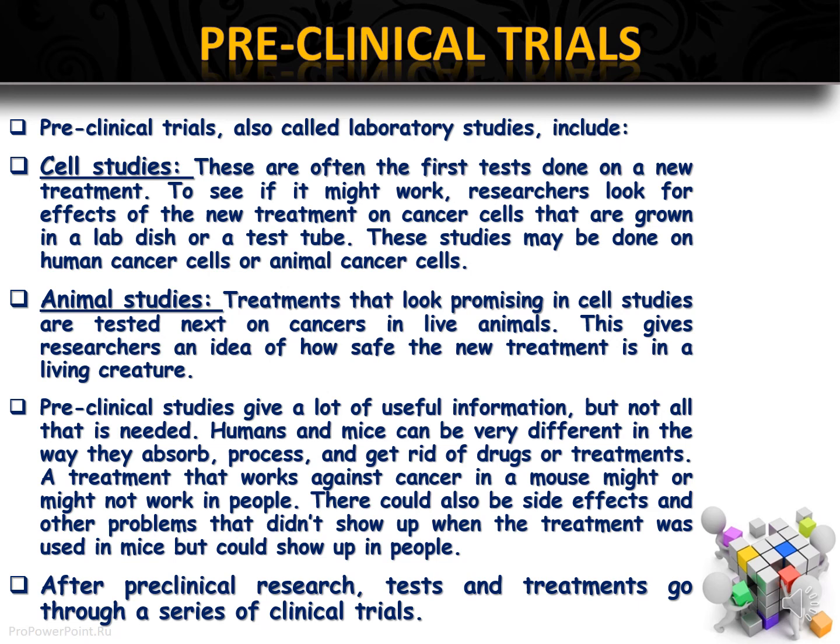And you see, when we characterize cell studies, there are often the first tests done on a new treatment. These studies may be done on human cancer cells or animal cancer cells, to see if it might work. Researchers look for effects of a new treatment on cancer cells that are growing in a lab dish or a test tube, and so on.